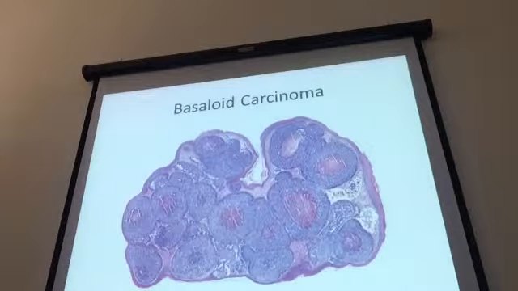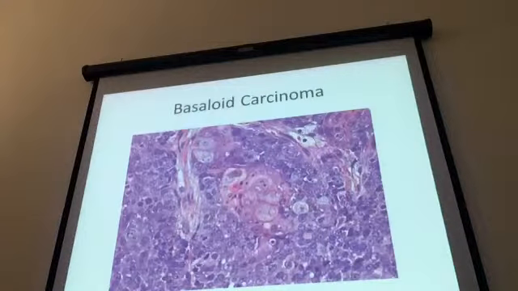Microscopically, here's a nice example. Very basal appearing cells, a little bit of peripheral palisading, and this comedonecrosis. Here's the feature of abrupt keratinization that we talked about. Notice this is different than the midline NUT carcinoma, which has a very well differentiated appearing area like this. With basaloid carcinoma, these keratinized areas are still malignant looking. They're still high-grade cancer.